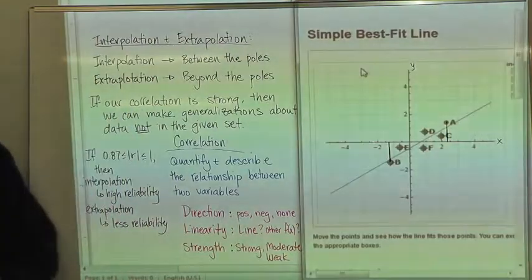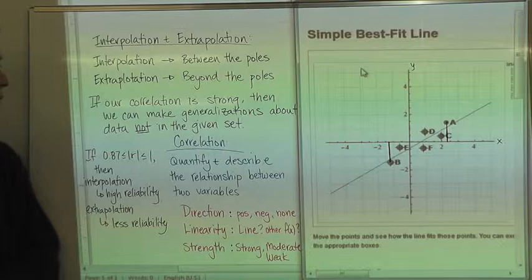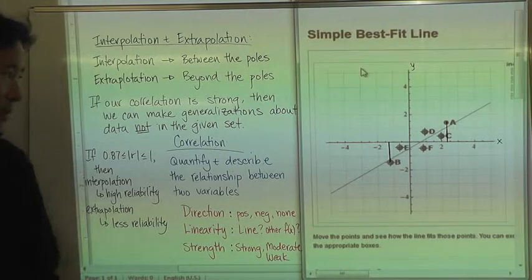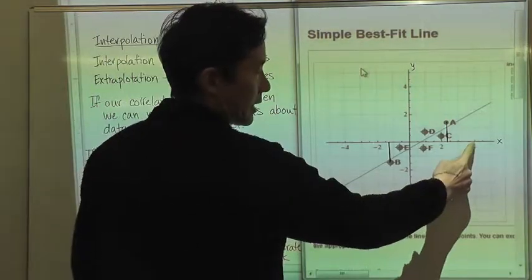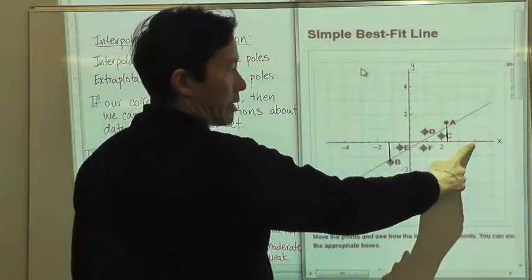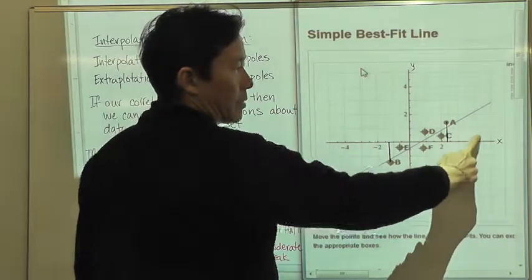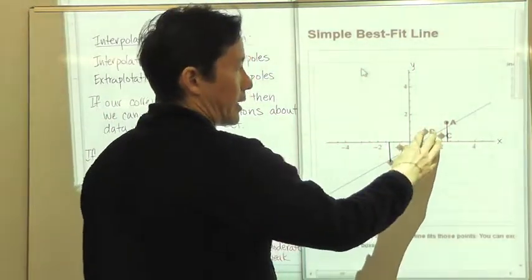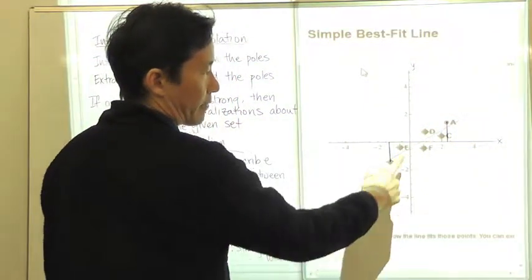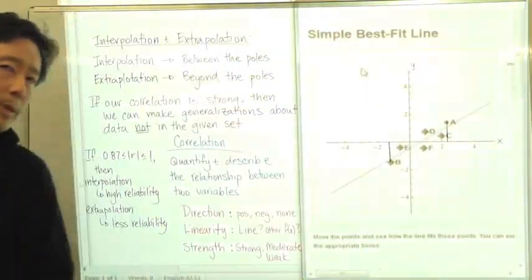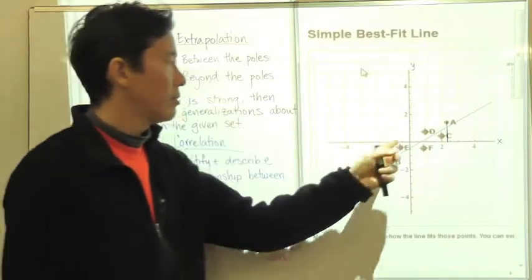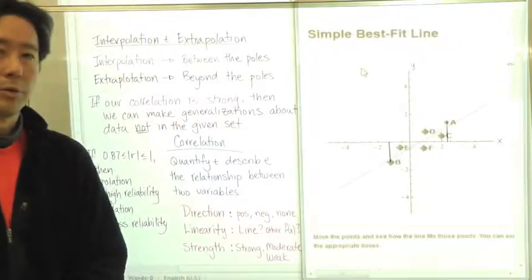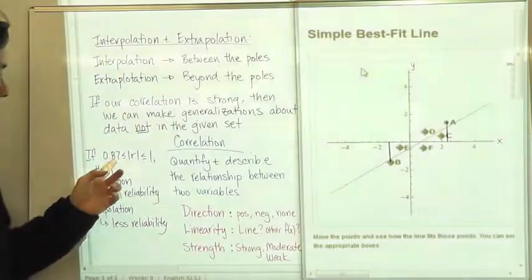Now, again, let's go ahead and take a look at this. If our correlation is strong, then we can make generalizations about the data not in the given data set. So if I go ahead and give you another new particular value of x, say 4, what I'm doing right now is I'm extrapolating based upon the given data that I have. If I choose a value of 0, then I'm interpolating the new data value, given that we are between the poles.